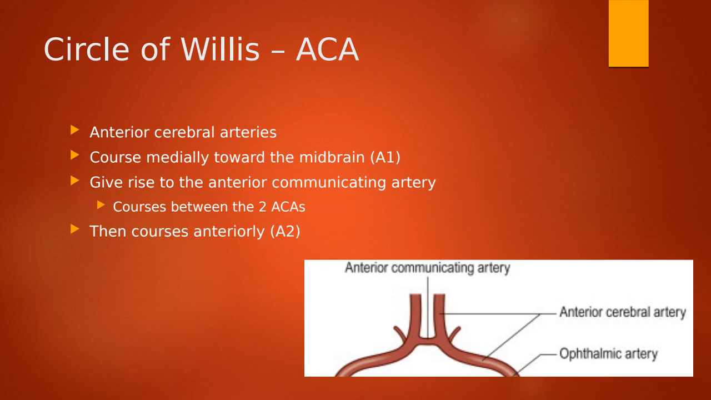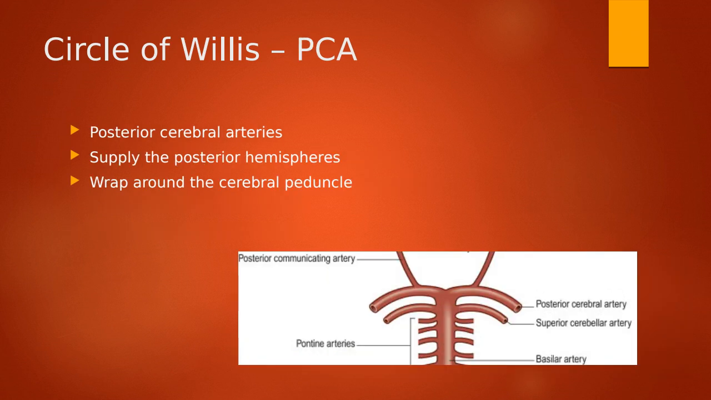Okay. Moving into the posterior aspect, so we have our PCAs, our posterior cerebral arteries. These are going to supply the posterior hemispheres of the brain, and they are going to wrap around the cerebral peduncle. That's going to be a little extension of cerebral tissue that kind of hangs out in the back of our brain. So we had our basilar here. We said that that's going to split into our posterior cerebral arteries. These are going to go off posteriorly to supply the brain tissue out in those regions, and they can communicate with the rest of the circle of Willis using those PCOMs, or those posterior communicating arteries.